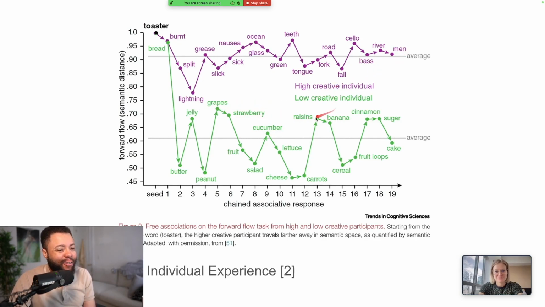But for someone who's a little bit more focused, toaster is related to bread, butter, jelly, peanut butter, grapes, strawberry, fruit, salad, cucumber, cheese, lettuce, carrots, raisin, banana, cereal, Fruit Loops, cinnamon, sugar, cinnamon toast crunch, sugar, cake, right? So you can almost see that for somebody who has maybe a little bit more of an out there, quote unquote, brain, they just jump from toaster and end up in river and men and bass. And that's how they have these really creative associations. But if you stay toaster and cake, you're still in the same neighborhood. You're in the same cluster.